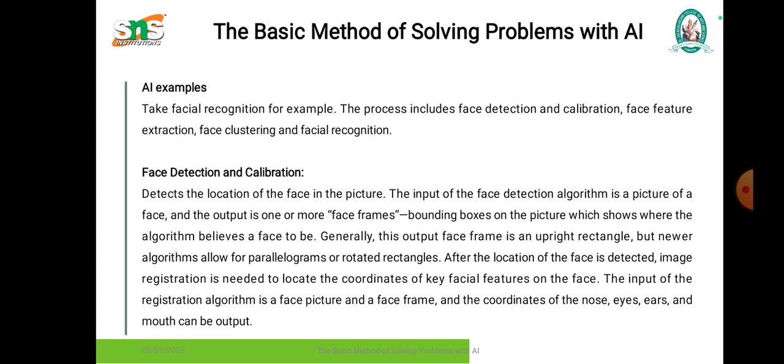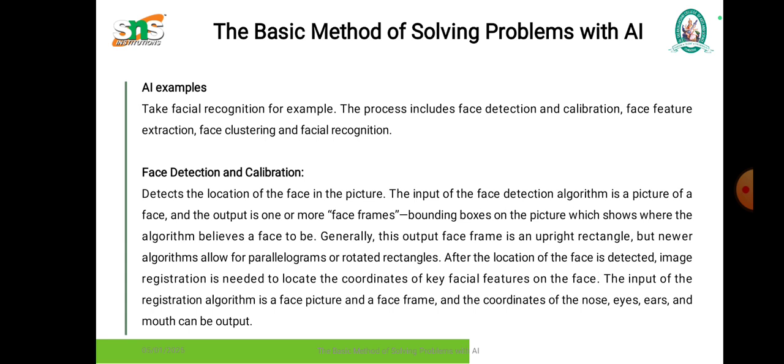Let's see an example. If we take facial recognition as an example, for this method we can use these 5 methods of problem solving. The process includes face detection and calibration, face feature extraction, face clustering, and facial recognition. So these are the 5 processes. We can use these processes to solve basic problems with the help of AI. So let's see the process of facial recognition.